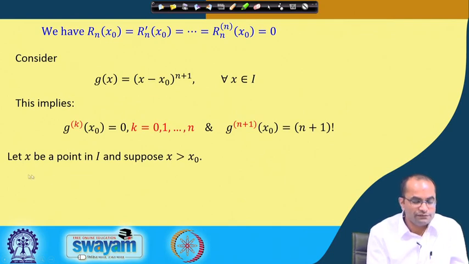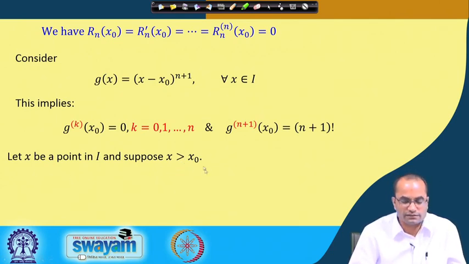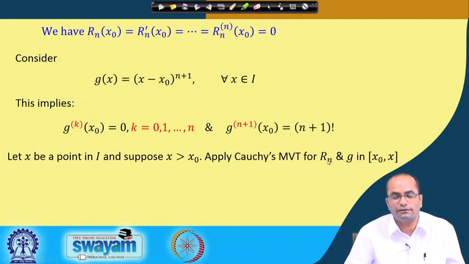So, in this case, if we take a point x in the interval and suppose that x is bigger than x 0, we can also assume that x is less than x 0, and now we apply the Cauchy mean value theorem for these two functions, the R n function and the g function, in this interval x 0 to x.